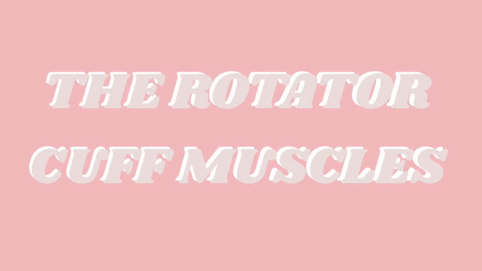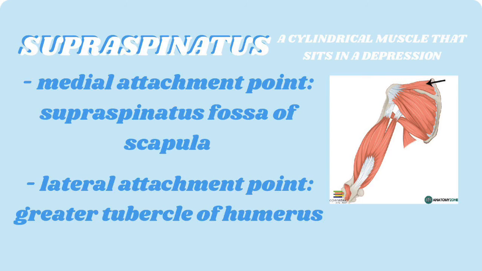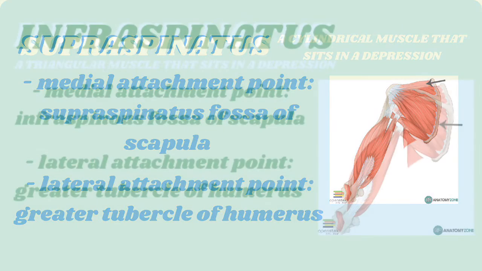This week we learned about the 4 rotator cuff muscles, which work together to pull the head of the humerus against the glenoid cavity. This includes the supraspinatus, infraspinatus, teres minor, and subscapularis. The first muscle is the supraspinatus. The supraspinatus is a cylindrical muscle that sits in a depression with a medial attachment point on the supraspinatus fossa of the scapula and a lateral attachment point on the greater tubercle of the humerus.